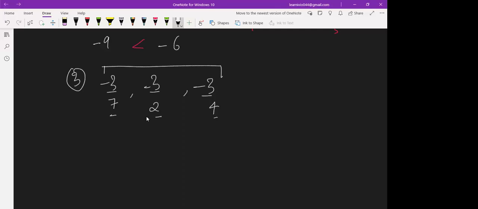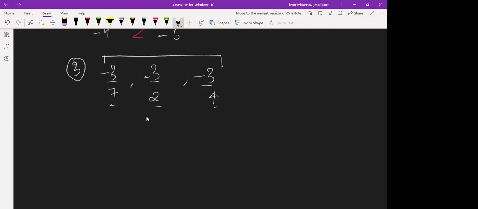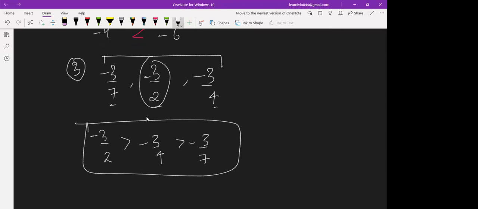Okay. But see, I have a negative sign also. You see, I have negative sign. Yes, ma'am. So minus 3 by 2 will be greater because this is the greatest number. Minus 3 by 2 is the greatest number. Then minus 3 by 4. And at last I have minus 3 by 7. This is how we'll do. Understood? Yes, ma'am.